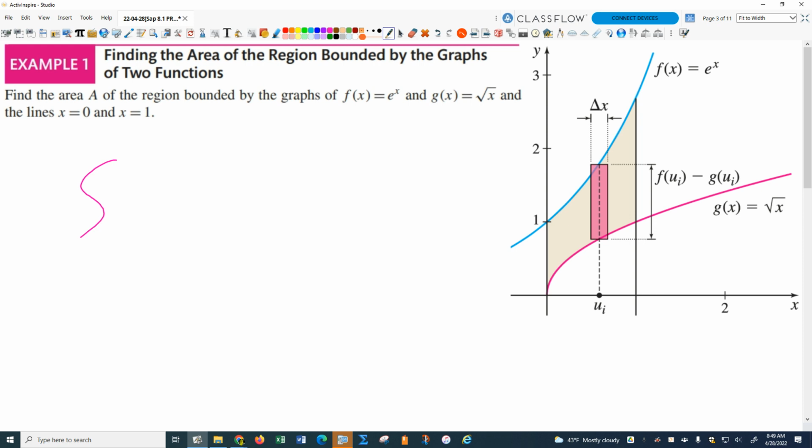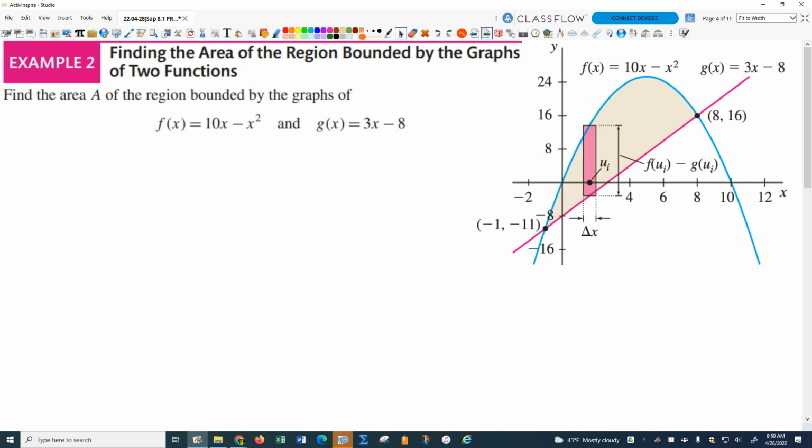Okay, so the limits are from 0 to 1 of what? That's it, right? e to the x minus square root of x dx. And that's a pretty easy integral to do, right? We can split it into separate terms and do each of those integrals and get an answer. I'm not even going to bother with it. That's no big deal, okay? All right, moving forward.